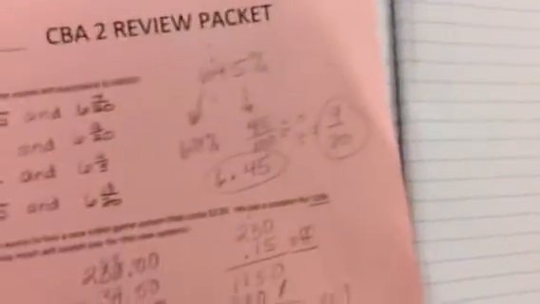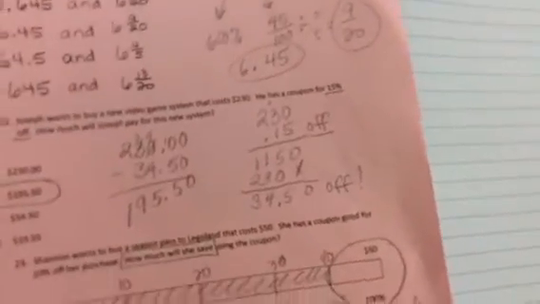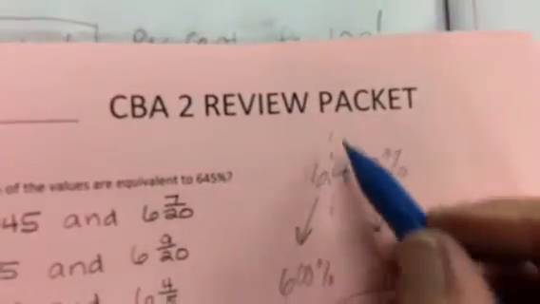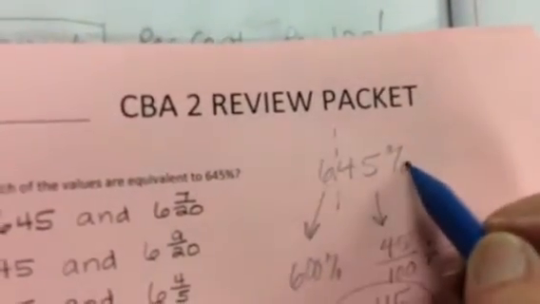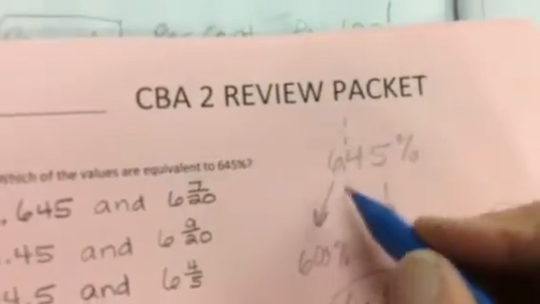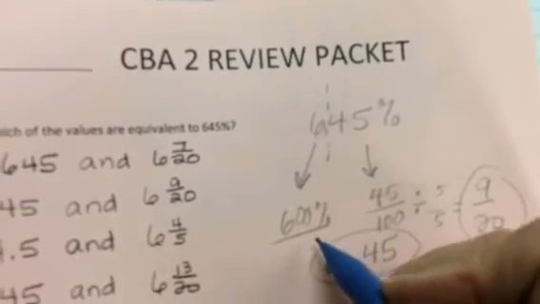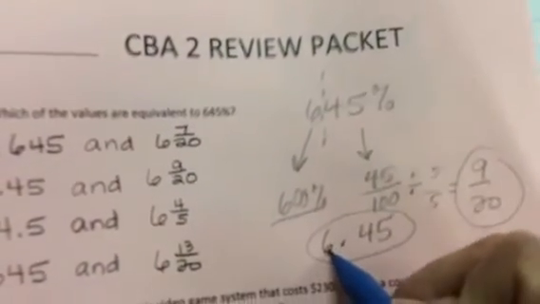There were some questions that we didn't get to for block 2 and 1. So number 21, I don't think we got to that. It says which of the values are equivalent to 645%? Ladies and gentlemen, remember, if it is over 100%, it's over the whole number 1. You could think of it this way. If I divide my 645%, and here's my 100, that really means 600 plus 45%. 600, think of those 10 by 10 squares. That would be 6 10 by 10 squares.